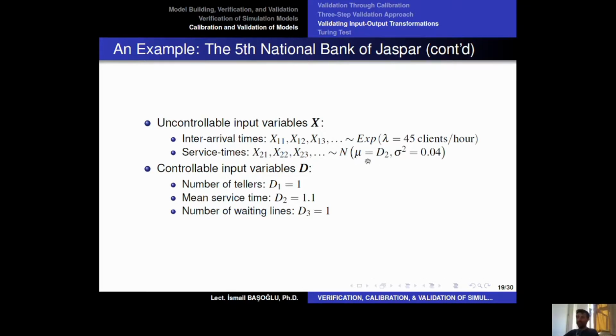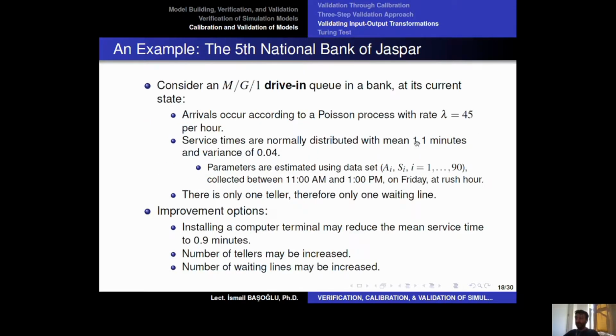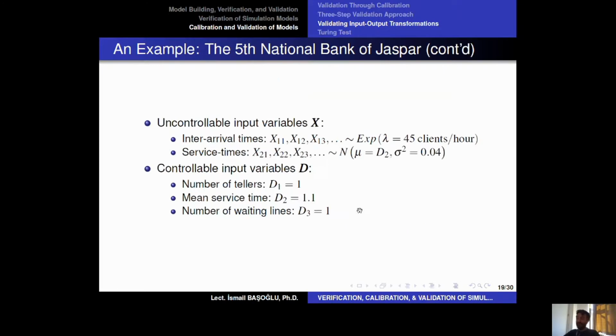They are all normally distributed with location parameter mu, which is equal to D2. You know, right now the location parameter is 1.1, right? But by a decision, we can change it. Therefore, I'm just going to write D2 there because it is my decision variable. I know that by installing computer terminals, I can reduce this D2 from 1.1 to 0.9. And the variance is 0.04. I cannot change the variance because this is not an improvement option for me.